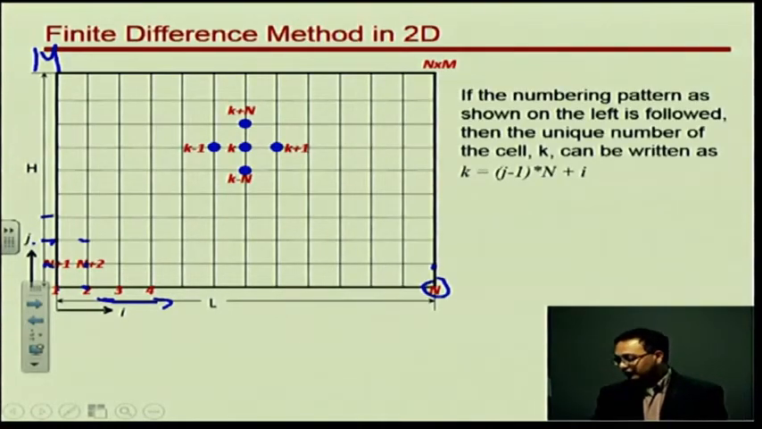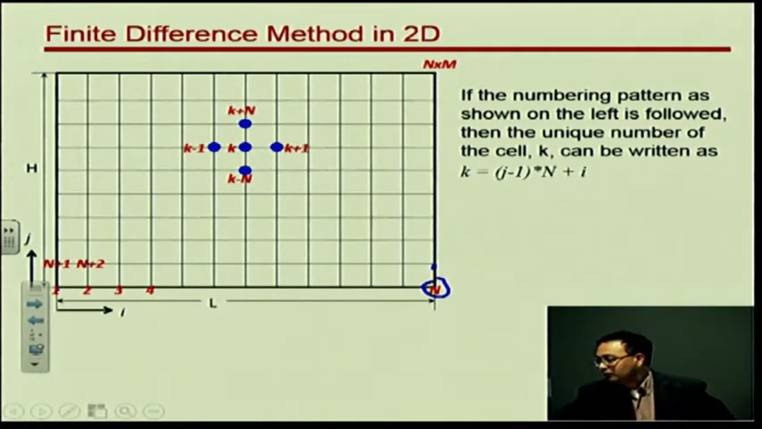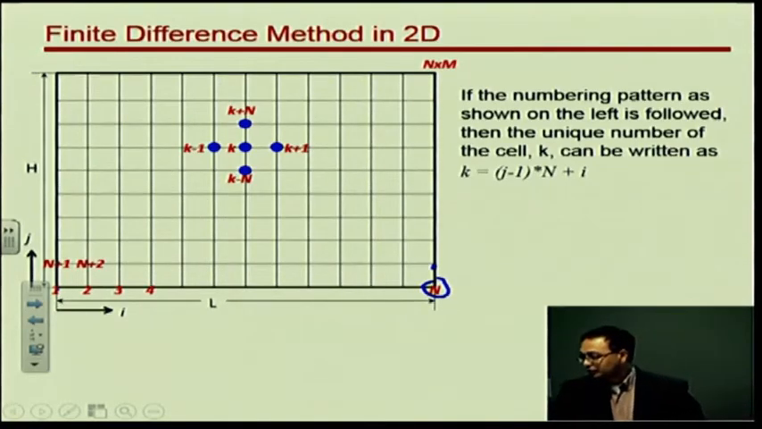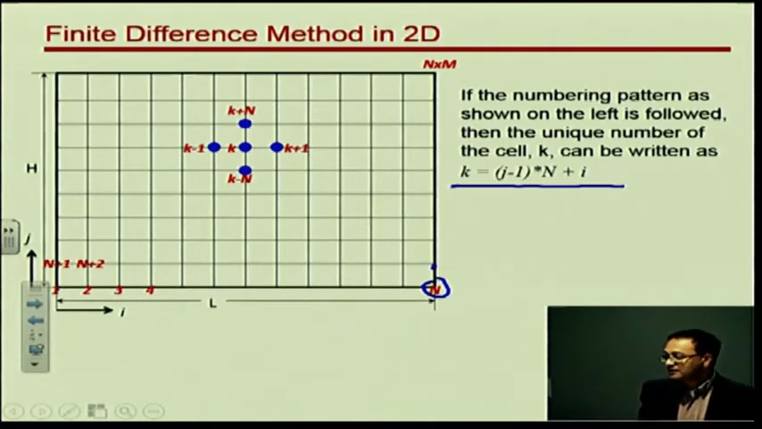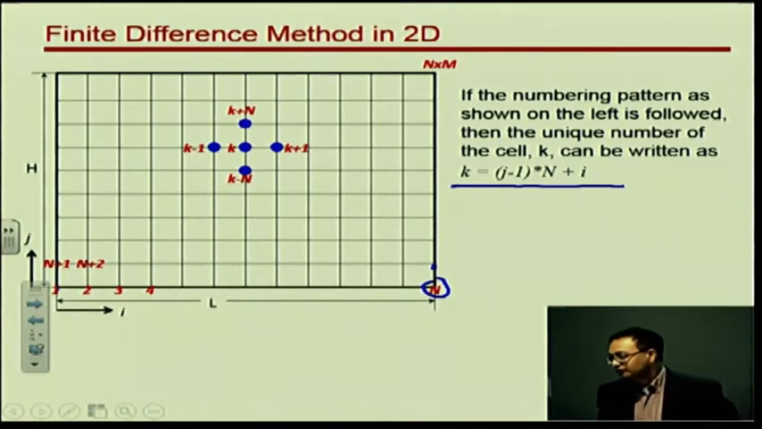So if I follow the numbering pattern that I have shown here, this is the formula one could use. If my unique node number is k, then I can combine the i and j index and say k is equal to j minus 1 times n plus i. Now if you do a thought experiment, you find that if j is equal to 1, that's this very first bottom row. Notice that j equal to 1 is that guy there. So if j is equal to 1, then the first part of that formula disappears and k becomes equal to i, which is exactly what you have.